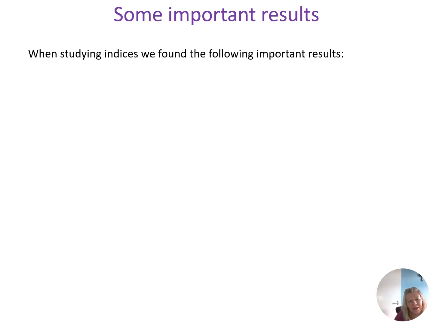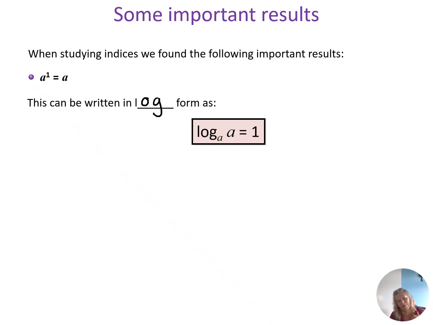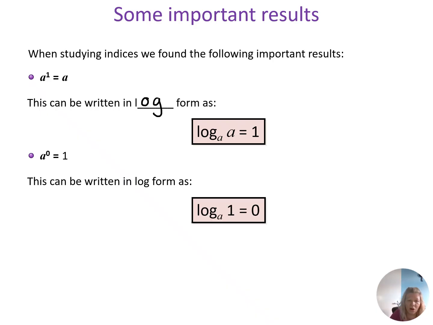When studying indices, we found the important results. We knew that a to the power 1 was a. So this can be written in log form, using that conversion, as log to the base a of a equals 1. And a to the power 0 equals 1 can be written in log form as log to the base a of 1 equals 0.